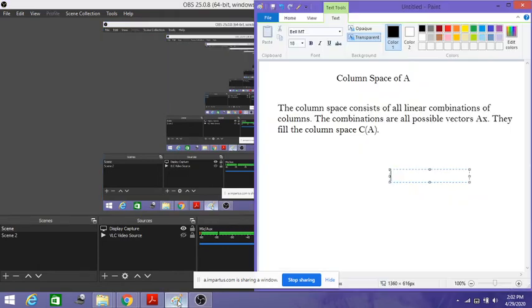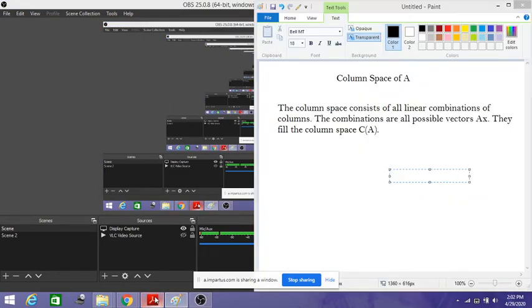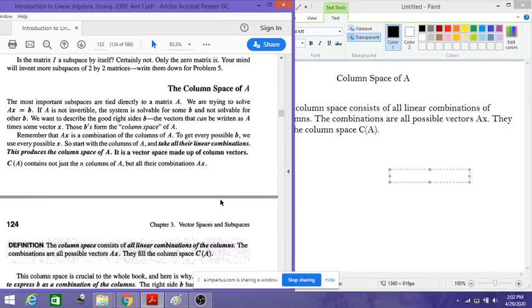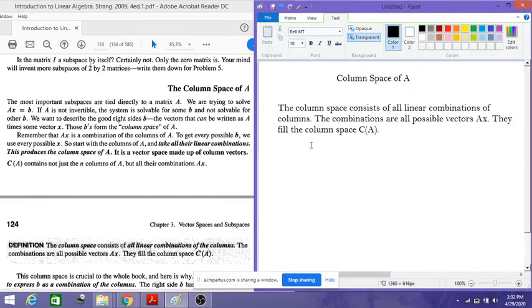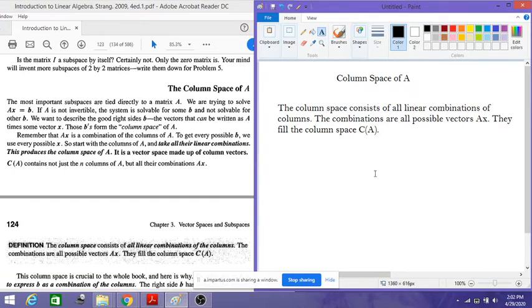So hello everyone. Today we're going to talk about the column space. In the previous tutorial we started with an introduction to vectors, and we will continue this session with the same introduction part. Today we are going to talk about what the column space is and how we define it.